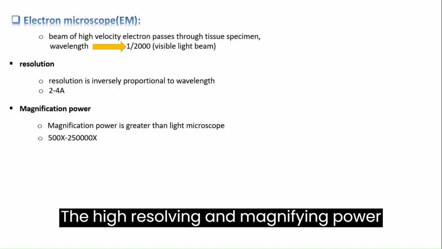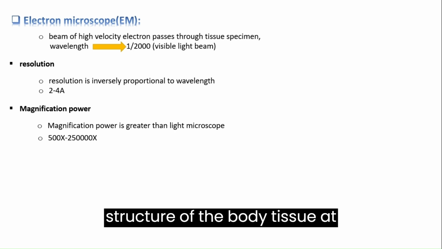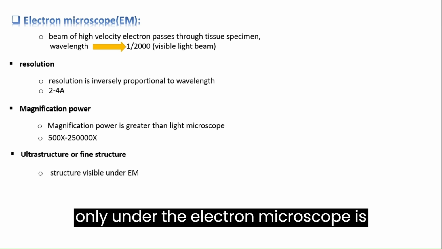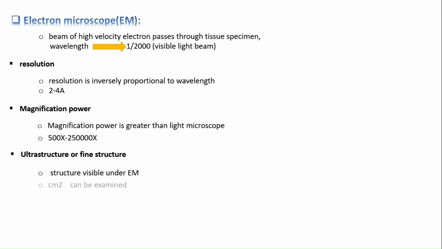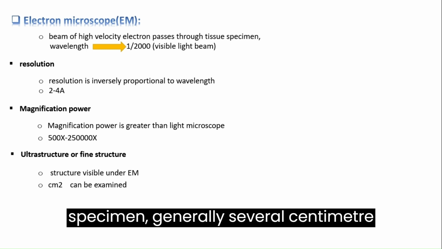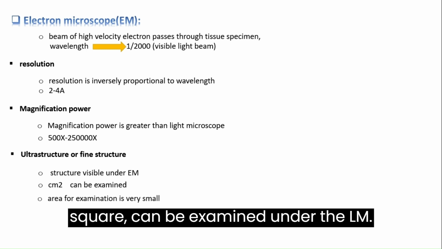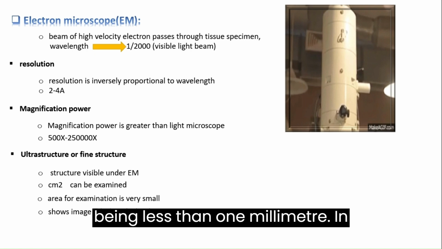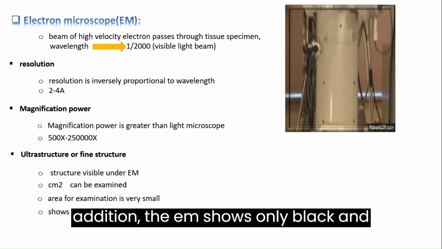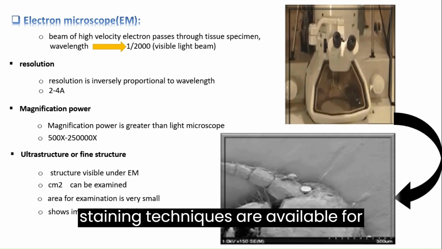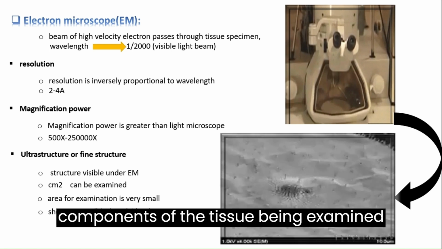The high resolving and magnifying power of the microscope allows the study of the structure of body tissue at the subcellular level. The structure visible only under the electron microscope is called ultrastructure or fine structure. To be specially mentioned is the fact that quite large areas of a tissue specimen, generally several centimeters square, can be examined under the LM, whereas in EM the specimen area available for examination is very small, usually being less than 1 millimeter. In addition, the EM shows only black and white images, whereas a number of staining techniques are available for imparting different colors to various components of the tissue being examined by the LM.